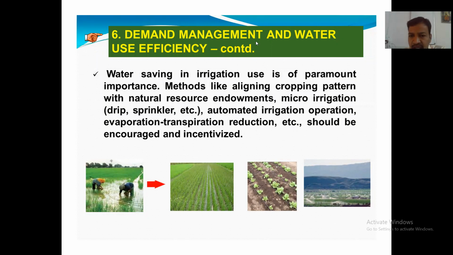In the image, drip irrigation method, sprinkler irrigation method, and automated irrigation operation are shown. Evaporation and transmission reduction should be encouraged and incentivized. See the image showing sprinkler irrigation method and drip irrigation method.